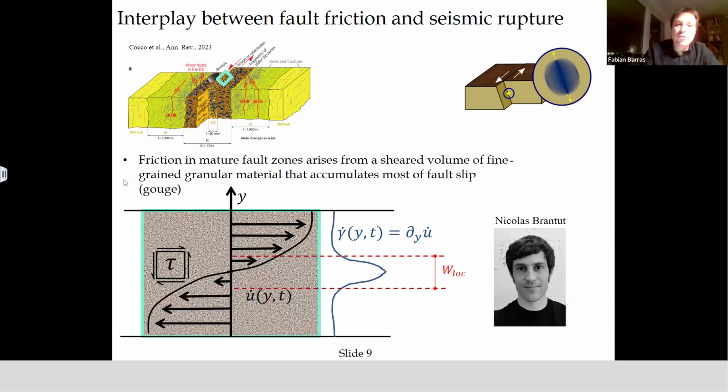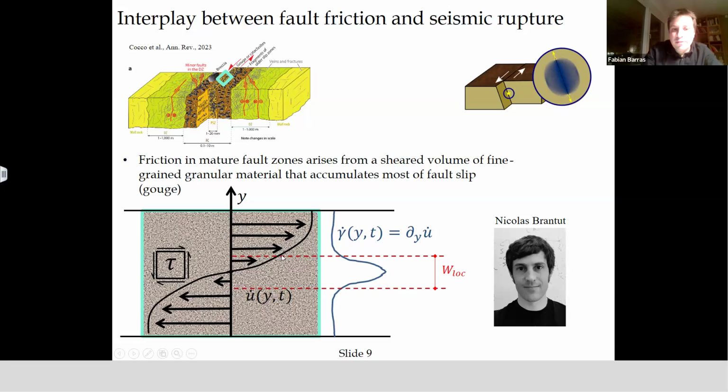And this volume of material introduces another dimension, a transverse problem, that I highlight with the variable y. I will use x for along the fault and y for across the fault. And if you look through the gouge that is sheared, you will typically see this profile of slip rate. So the slip rate changes at different positions along the gouge.